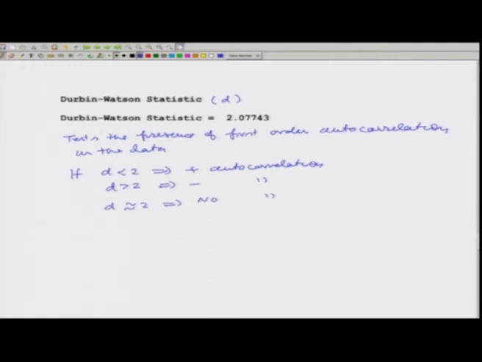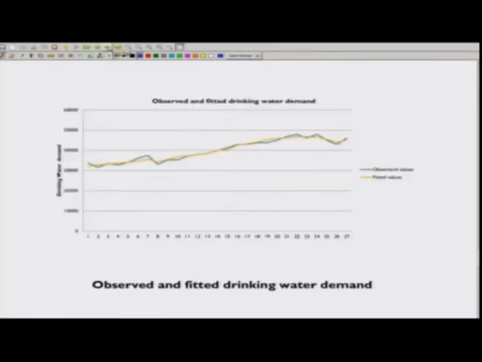no autocorrelation. So in this case you can see that the value of the Durbin-Watson statistic is close to 2. So there is no autocorrelation of first order present in the data. Right. Now we try to analyze these values through our graphical procedures.